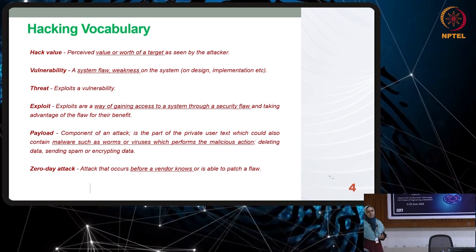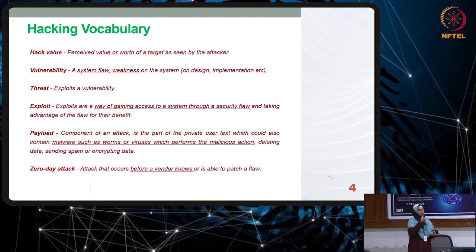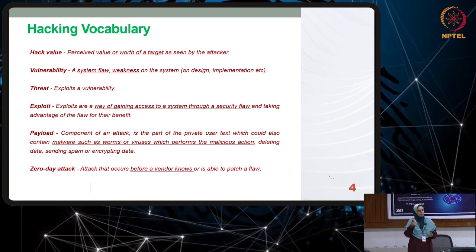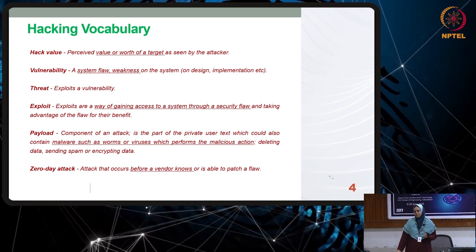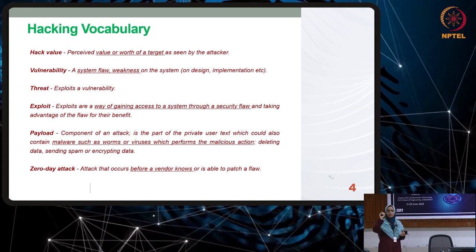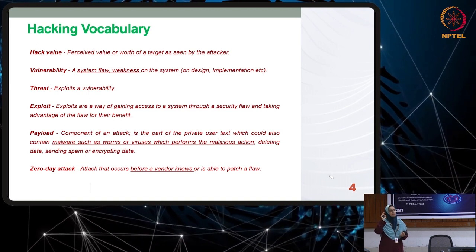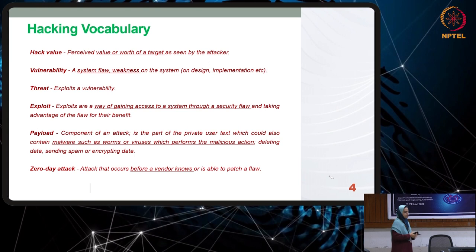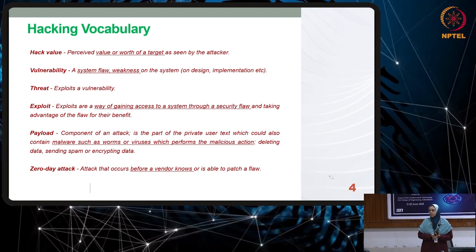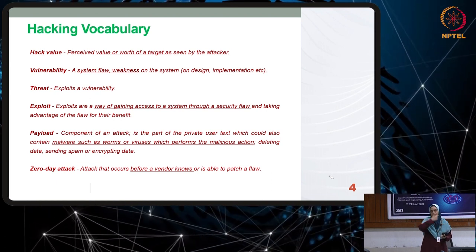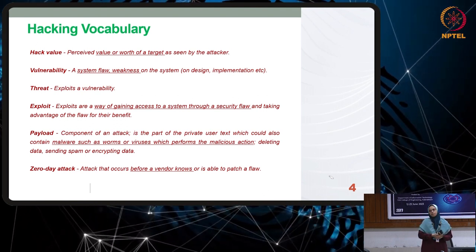The next term, vulnerability. Vulnerability is a kind of flaw or a weakness. Some weakness will lead to an attack. So you have to first identify what the vulnerabilities are in a particular system. The weakness can be in the design of the particular product or project, or it can also be in the implementation part. Take an example. People develop a lot of software projects. You would have heard about full stack implementation. So people develop a backend. Unless it is done in a secure manner, there will definitely be a vulnerability.